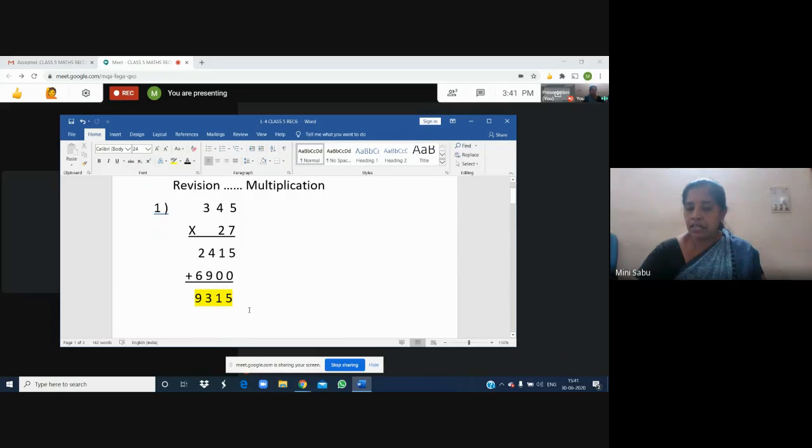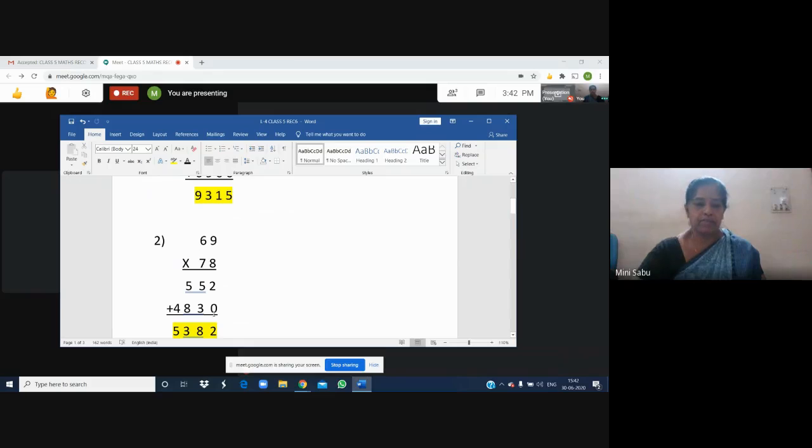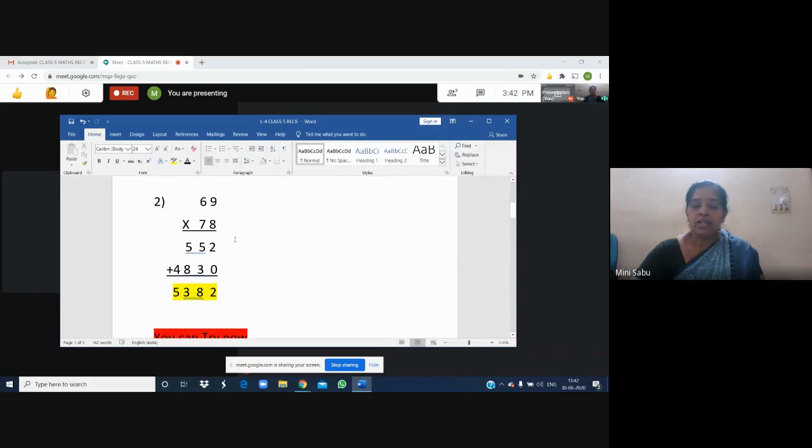How do you read this number? 9,315. That means 345 multiplied by 27 is equal to 9,315. Okay, this was a multiplication of a 3-digit number by a 2-digit number. Now, second question is this.